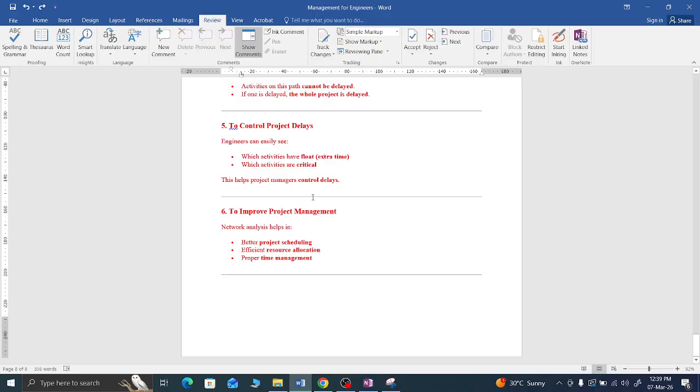Then it helps the project manager control delays and improve project management. Network analysis helps in better project scheduling, efficient resource allocation, and proper time management. So to improve project management, network analysis will help you all. Okay, let's move to an example.